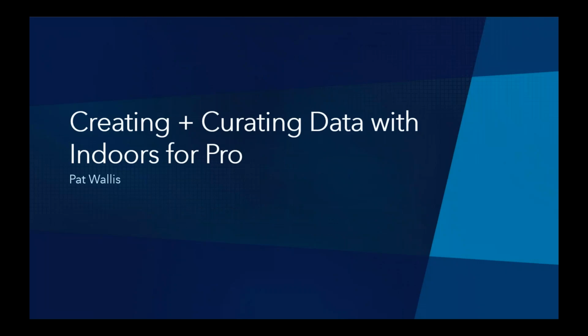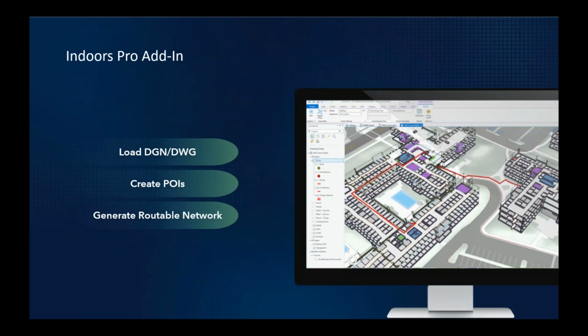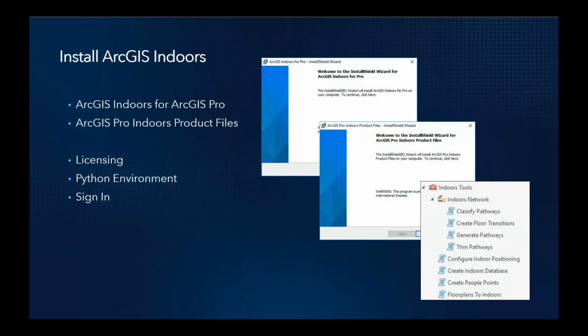So this next section, conveniently, is creating and curating data with Indoors for Pro. With the tools for Pro, you're going to be able to load in your engineering drawings into the Indoors model, create relevant points of interest. That's what you saw in the Explore panel, and the applications generate a routable network for your workplace and create maps and share them to your organization for use in the Indoors apps.